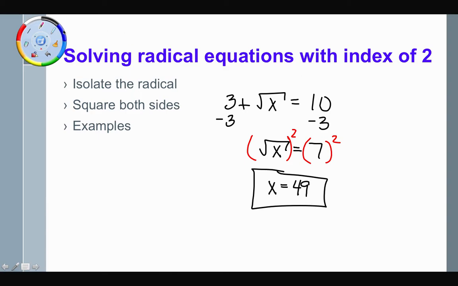And we have our answer. If we were to double check that solution, we would say 3 plus the square root of 49, and we want to know, does that equal 10? If we find the square root of 49, we know that is 7, and 3 plus 7 is exactly 10. So that is the correct solution for this problem.